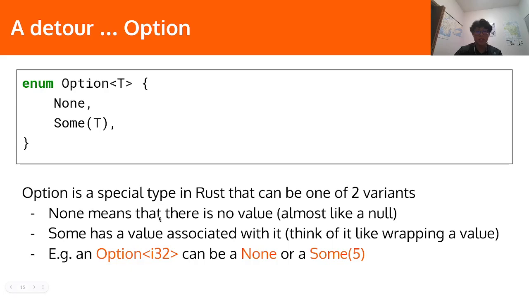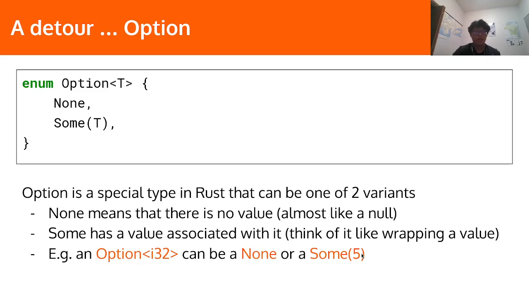So None means that there is no value. It's basically like a null or null pointer that we have in other languages. And Some means that there is a value associated with it. Think of it as like you're wrapping a value. So a concrete example would be, let's say we have a variable of type Option<i32>, right? That means this variable instance can actually be a None, which means there's nothing, or it can be a Some of 5, which means it's wrapping the value 5.